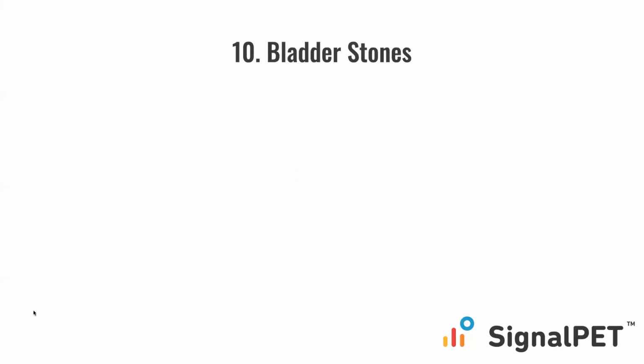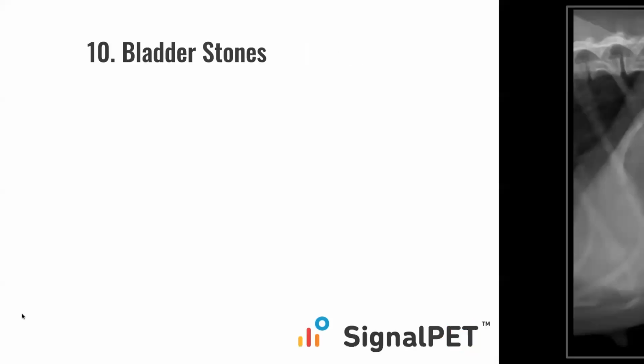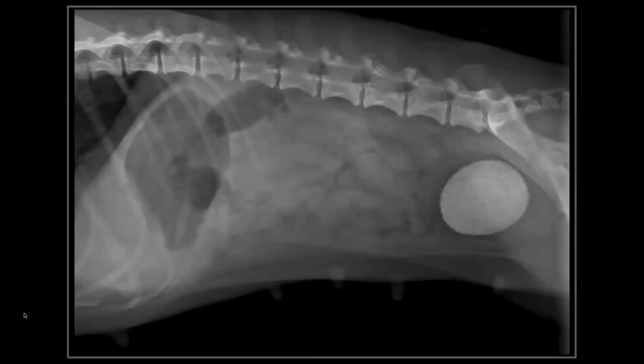All right, we're on our number 10, our last most common abnormality. Here we go, bladder stones, needs no introduction. Kind of a fun one after getting through lungs and such. Here's a beautiful picture of a bladder stone, no doubt.